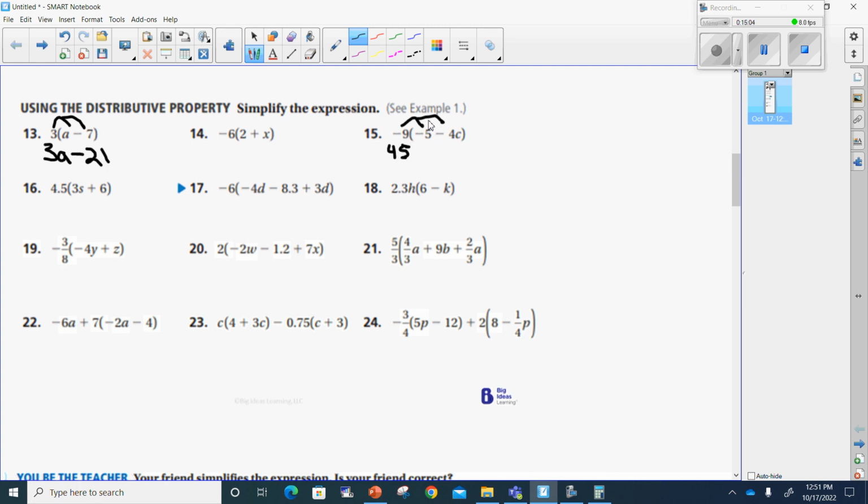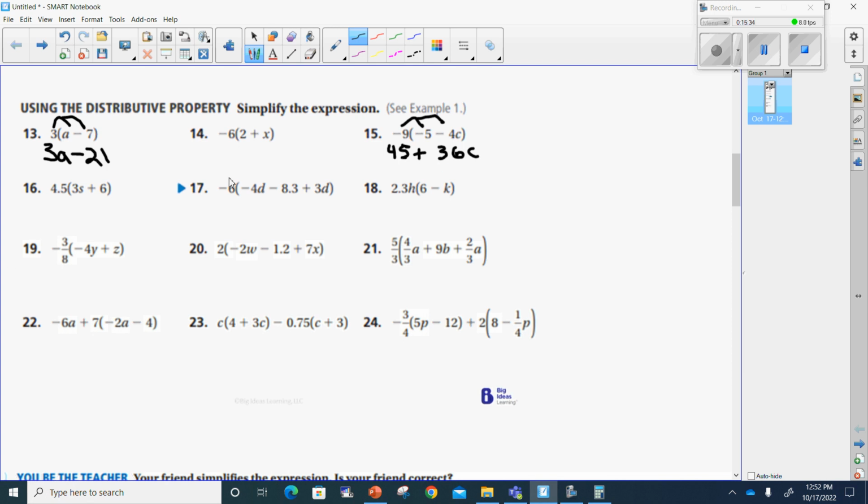9 times 5 is 45. And then a negative times a negative is also positive. This is 4, well, we can say cats if we want to. Right, so negative 9 times negative 4 cats, we'll just put negative c. 9 times 4, that's going to be 36. Since there's a c, we put a c afterwards. Negative times negative is a positive, so that answer is correct.